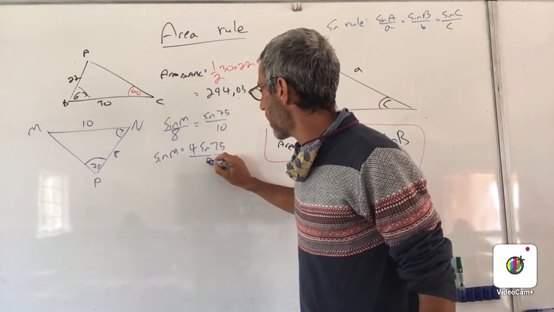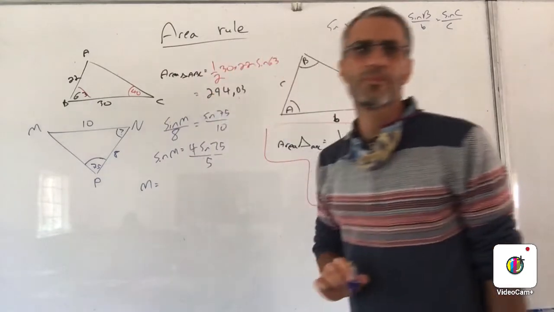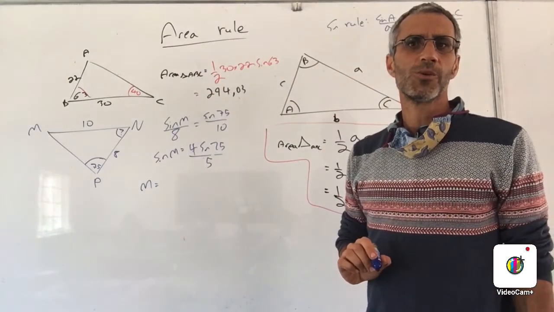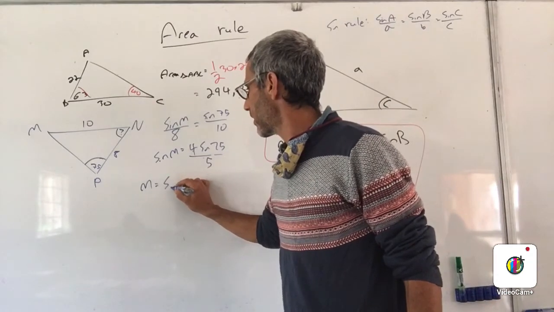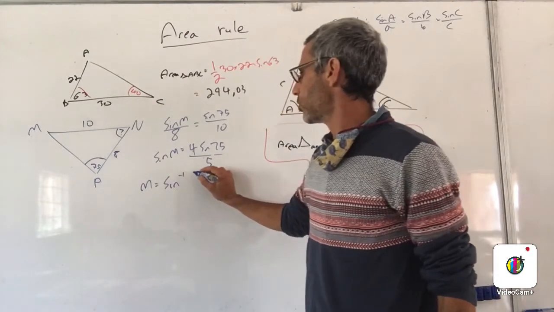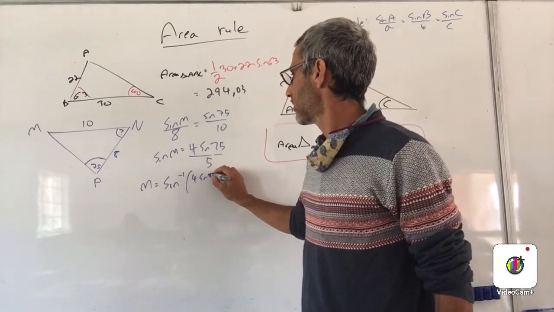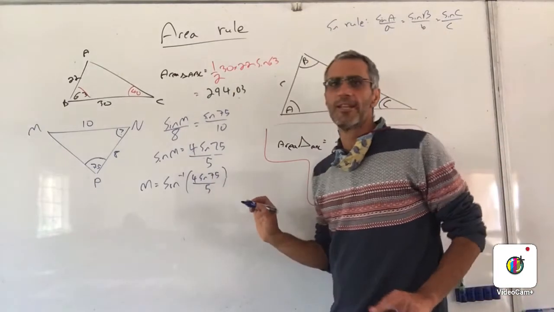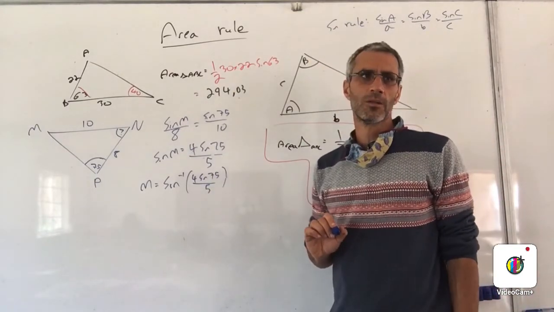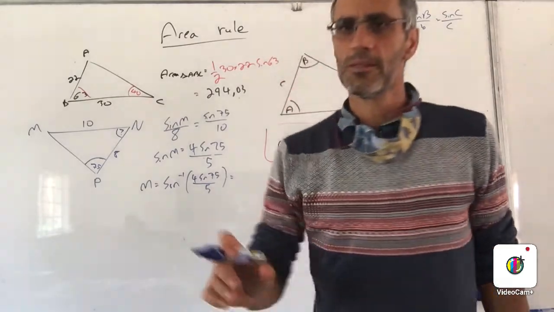But now that is sine M. I want to find M. What is M? How did we do that? Inverse of what? So inverse sine of what? What do I put inside the inverse? 4 sine 75 over 5. And it's really, really important, guys, that before you put anything in the calculator, you just write that down. Now let's use the calculator to find what that is.